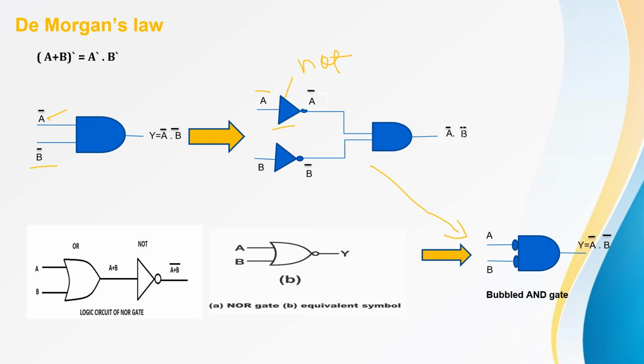And that indicates that the input signal is inverted before the AND gate operation. So as per De Morgan's law, the NOR gate is equivalent to this bubbled AND gate. That is, A plus B whole bar is equivalent to A bar and B bar.